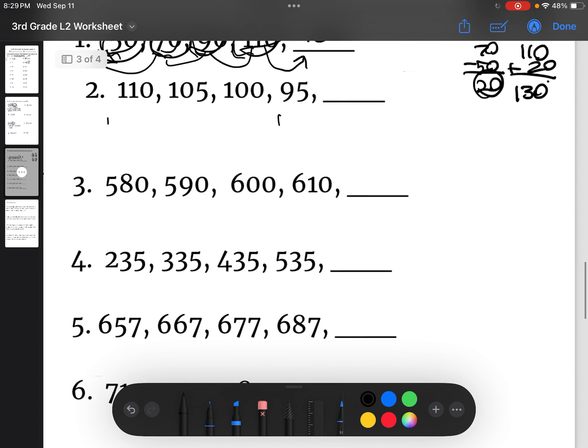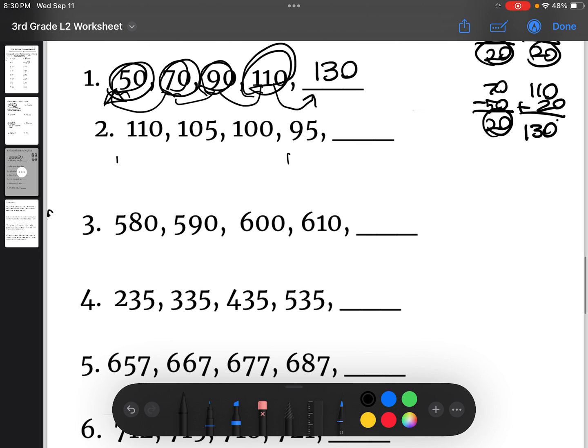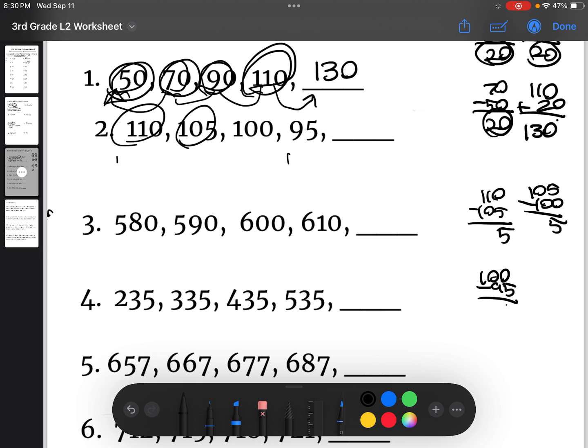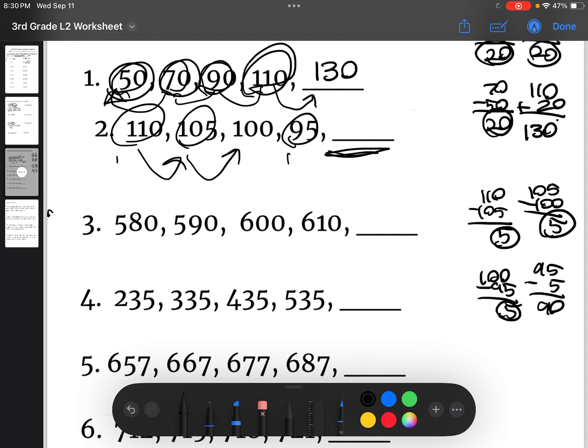Patterns are really simple. We could try one more, so let's do number 2. We'll get the biggest and the smallest. 110 minus 105 is 5. Then 105 minus 100 is also 5. And then 100 minus 95 is also 5. So we see the common pattern of 5, 5, and 5 here. And now, because we're going this way already, from here to here, we're just going to subtract 5. So 95 minus 5 is 90. So the number in this pattern is 90.